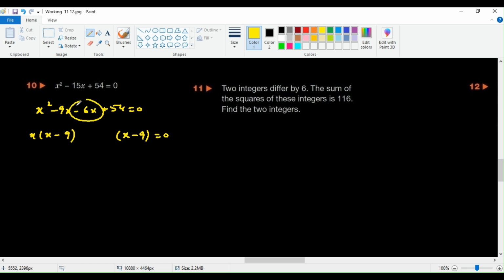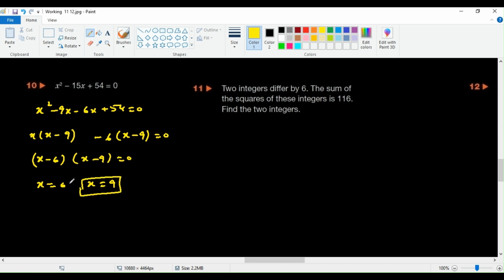Look at the third one. So we are going to write minus 6 over here. So x minus 6 and x minus 9 equals 0. That means x equals plus 6 and x equals plus 9. These two are the possible values. Now comes the next question.